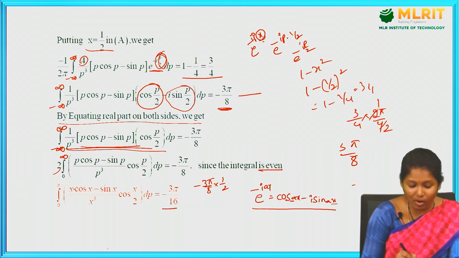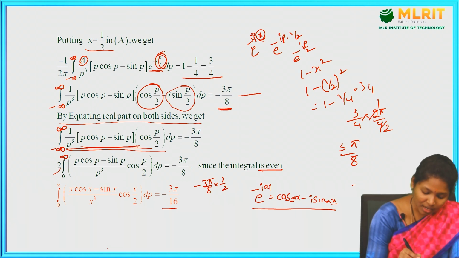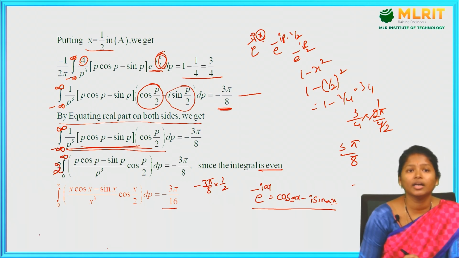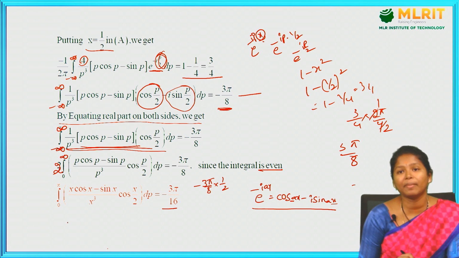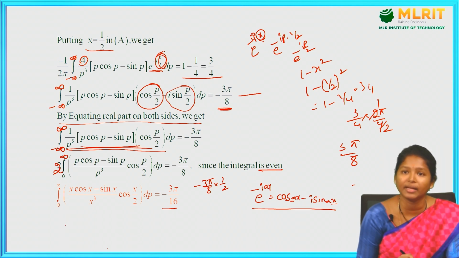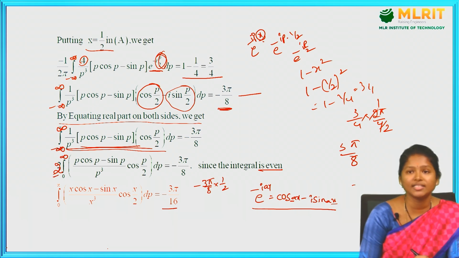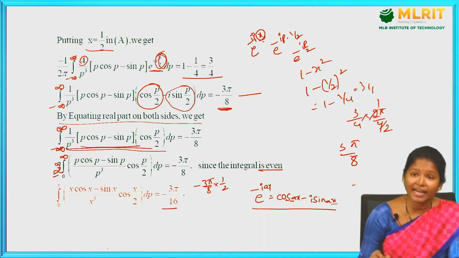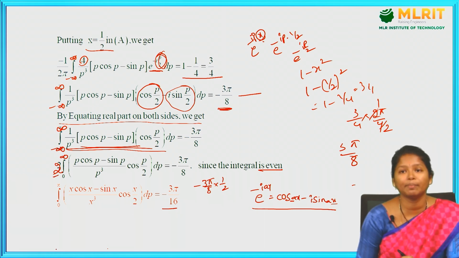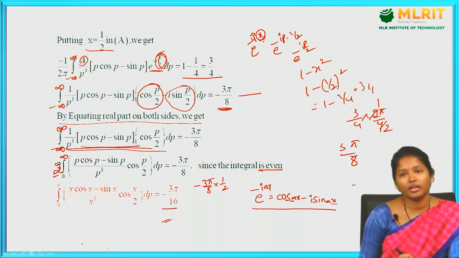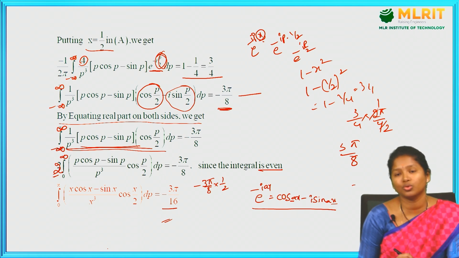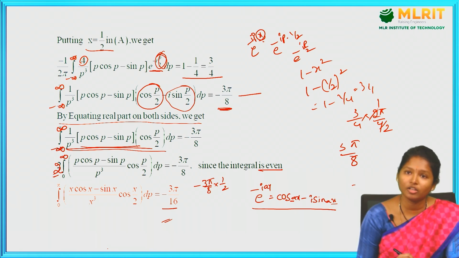The integral is even, so I am writing the integral from 0 to infinity, 2 into (p cos p minus sin p) by p cube cos p by 2 dp equals minus 3 pi by 8. Here 2 is constant, so that's why I am taking it to the right hand side. So I will get minus 3 pi by 16. This is the result of this problem. So if deduction is not given, we need not find the inverse. If they give extra 'evaluate' or 'deduction', we have to find the inverse also.